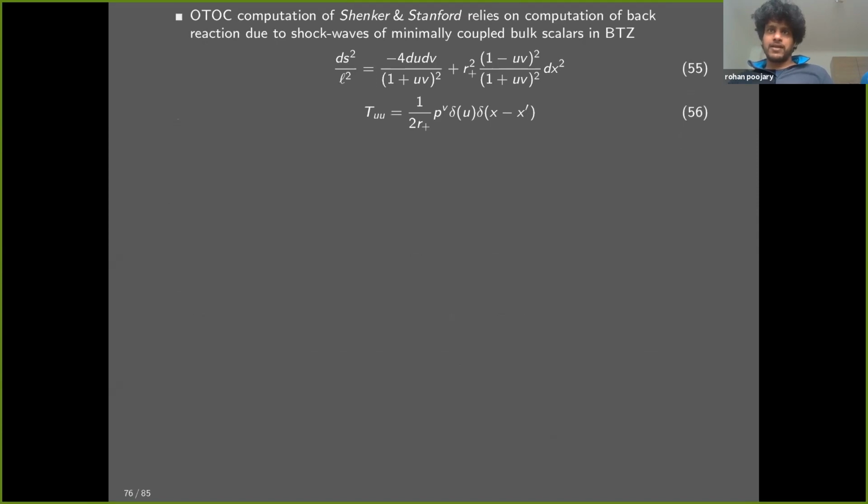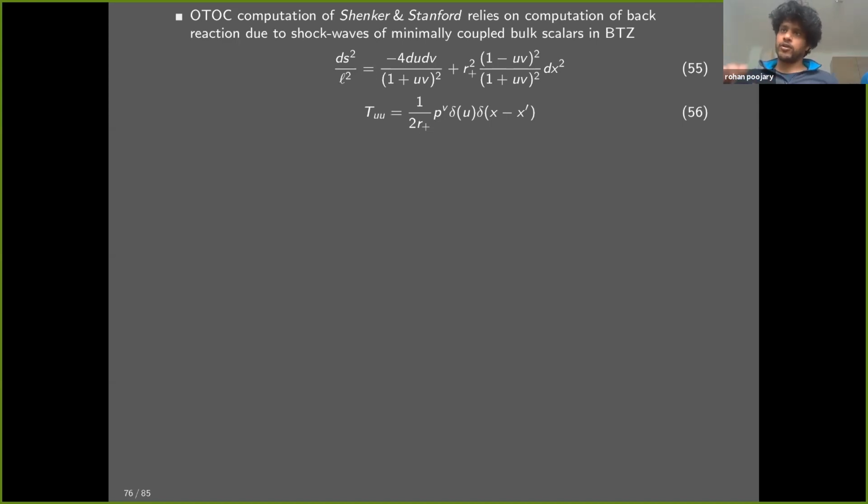Just to bring you back to the bulk, since you're talking about the bulk, the out of time ordered business was first done by Shenker and Stanford, and the way they did it is that they had a shockwave in BTZ. If you write it in Kruskal coordinates, non-rotating BTZ is like 55, and you have a shockwave profile along, let's say, the V direction. And it's like a delta function supported along the U direction. So let's say U is equal to 0 or U is equal to constant, there is a shock.